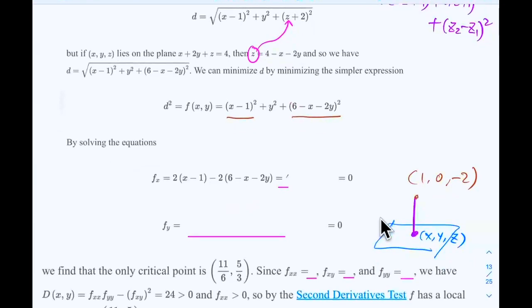How about we take the partial derivative with respect to y? This time we focus on the y here, and also this one. What's the partial derivative of this with respect to y?